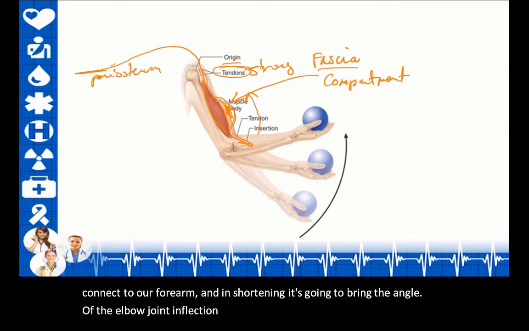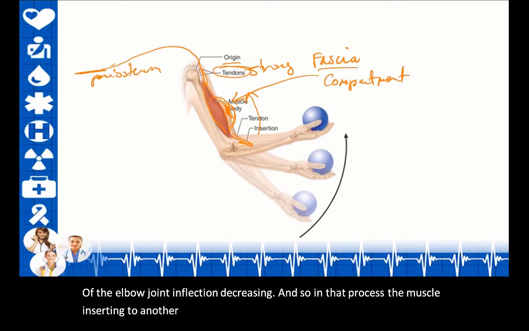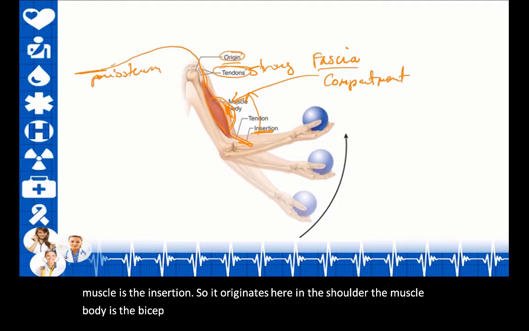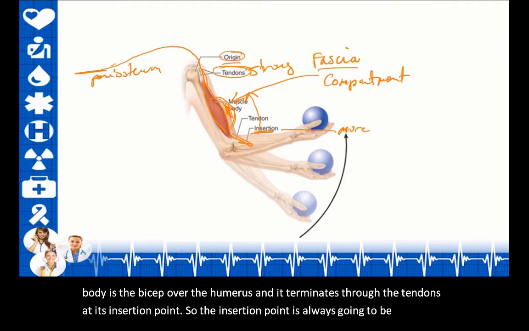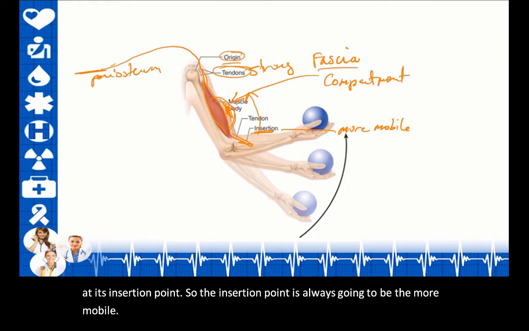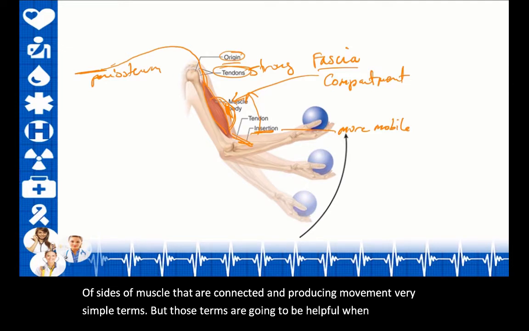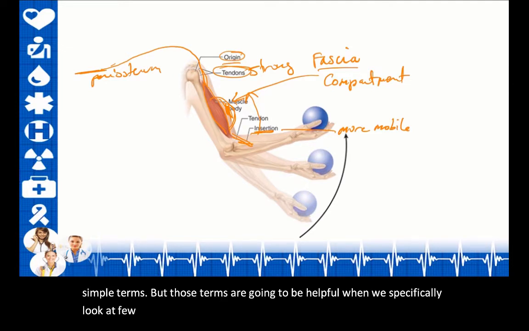And so in that process, the muscle inserting to another body part that does most of the movement for that muscle is the insertion. So it originates here in the shoulder. The muscle body is the bicep over the humerus, and it terminates through the tendons at its insertion point. So the insertion point is always going to be the more mobile of sides of muscle that are connected and producing movement. Very simple terms, but those terms are going to be helpful when we specifically look at a few skeletal muscles and start working on our memorization.